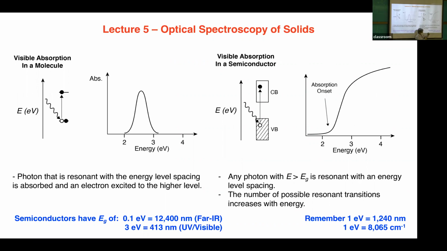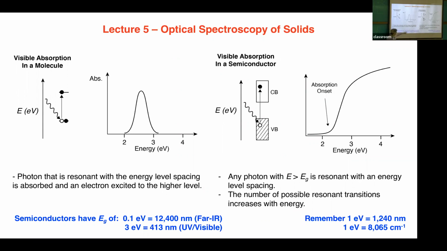promote. So the further you get from the band edges, the more transitions become viable, and the absorptivity of the semiconductor increases. So you get this kind of threshold behavior, and then the curve grows in intensity. Absorbance increases in intensity as you go to higher and higher energies.